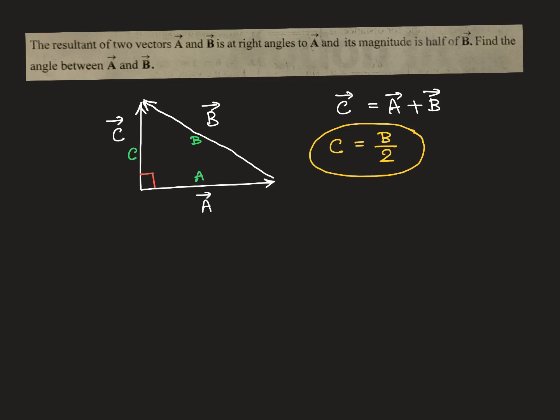So that means in this right angle triangle, this angle is 30 degrees. Sine 30 is C by B. Sine 30 is equal to C by B. That is half. Okay, so you have to find the angle between A and B. Obviously, direction of A and direction of B, the angle is 180 minus 30, that is 150 degrees. Therefore, the answer is 150 degrees.